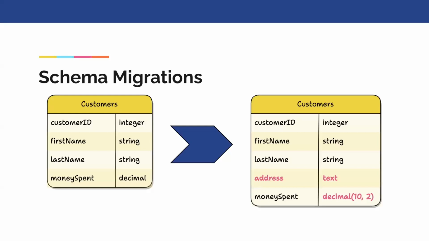So recall, Laridae is a schema migration tool. Schema migrations are changes to the structure of the database, such as adding a column, changing a column's data type, adding a new table, etc. So Laridae is used to implement these kinds of changes.